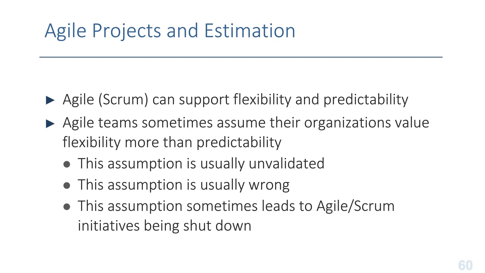What we have seen is that this assumption actually even leads to Agile and Scrum initiatives being shut down in cases because the business wants predictability and they want estimates, and they do want all the other good stuff from Agile, but they still want their predictability and estimates as well. When the Agile teams refuse to provide that, we've seen numerous cases where Agile goes away.